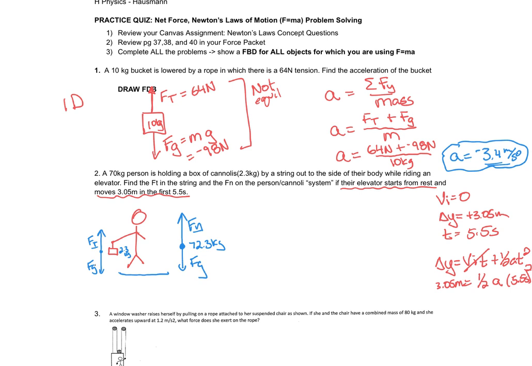So let's do it. Let's simplify that. 3.05 divided by the quantity, 5.5 squared. You can do some of these steps on your calculator.